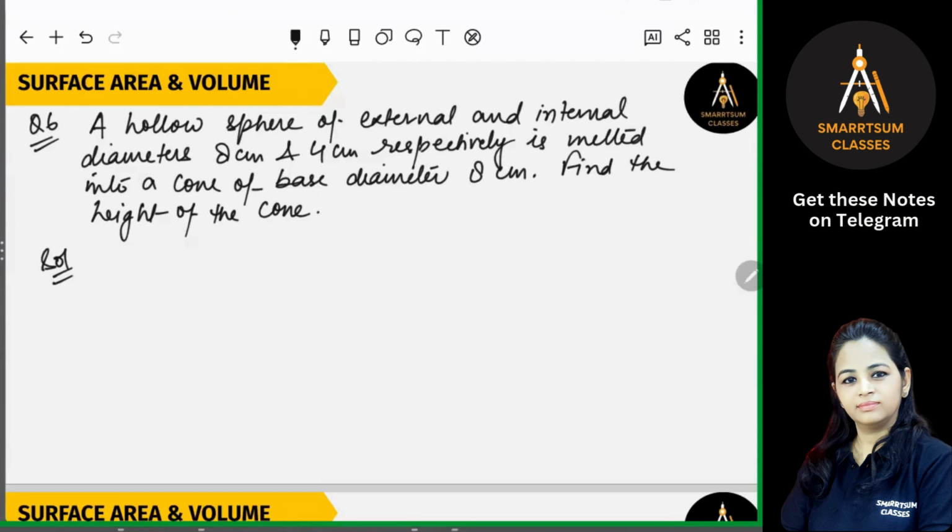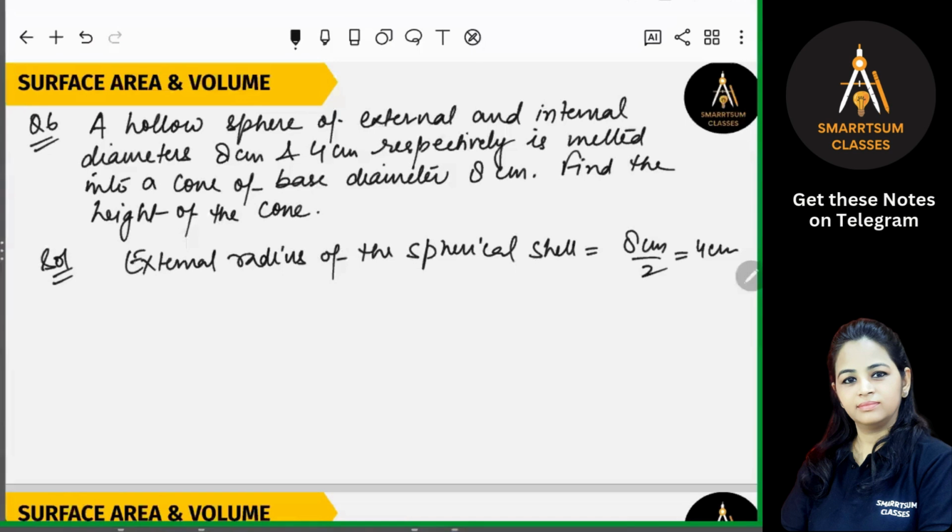So for the spherical shell, the external and internal diameters are given. So external radius you can find of the spherical shell is diameter upon 2. Since it is 8 centimeter, so 8 centimeter by 2, that is 4 centimeter. This is the external radius. Now you can find the internal radius. Internal radius of the spherical shell is 4 centimeter by 2, that is 2 centimeter. So these are the internal and external radius of the spherical shell.